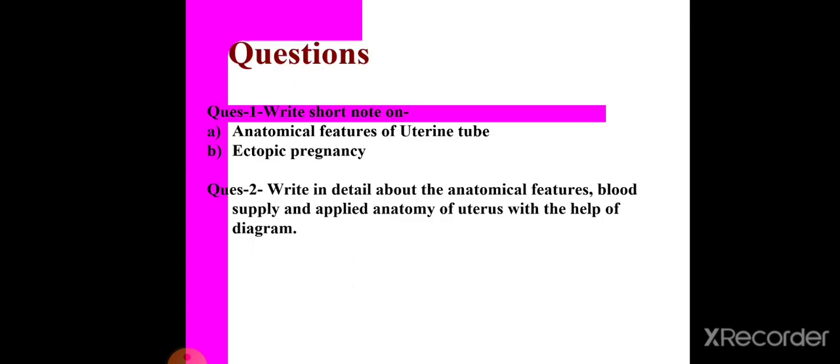Then the questions important for you regarding the exams. First question is, write short note on anatomical features of the uterine tube. So in this we have to discuss about the uterine tube. Second question is ectopic pregnancy. Next, it is a detailed question. Write in detail about the anatomical features, blood supply and applied anatomy of uterus with the help of diagram. So it is a long question and a diagram is also required in this question.